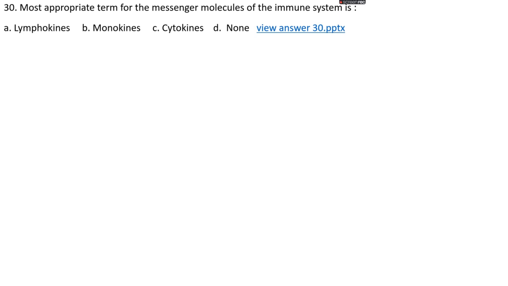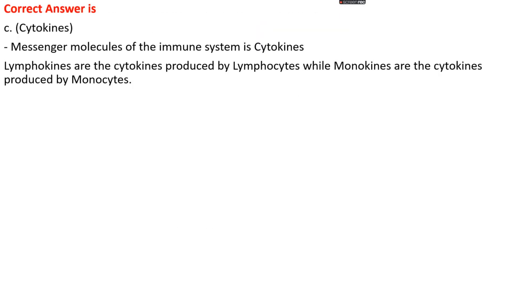Question number 30. The most appropriate term for the messenger molecules of the immune system is option A, lymphokine, option B, monokines, option C, cytokines, option D, none. The right answer is option C, that is cytokines. Messenger molecules of the immune system are cytokines, while lymphokines are the cytokines mainly produced by lymphocytes, while monokines are the cytokines produced by monocytes.